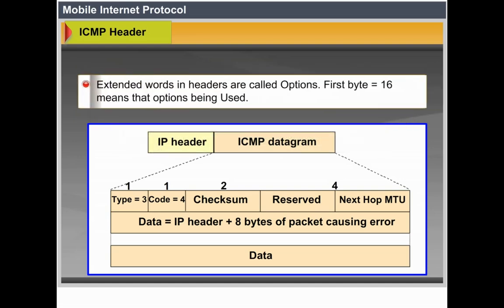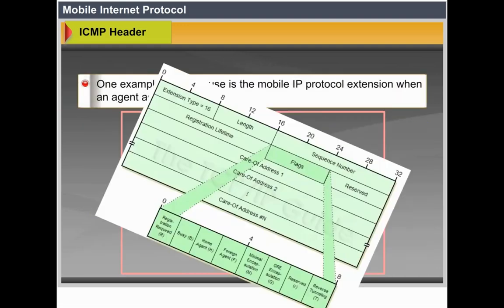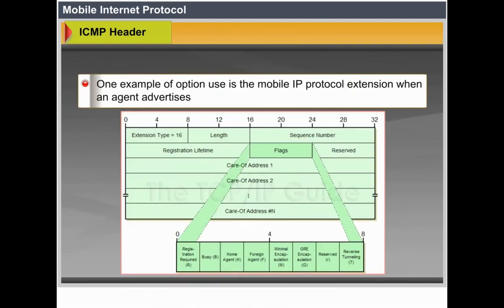Extended words in headers are called options. A first byte equal to 16 means that options are being used. One example of option use is the mobile IP protocol extension when an agent advertises.